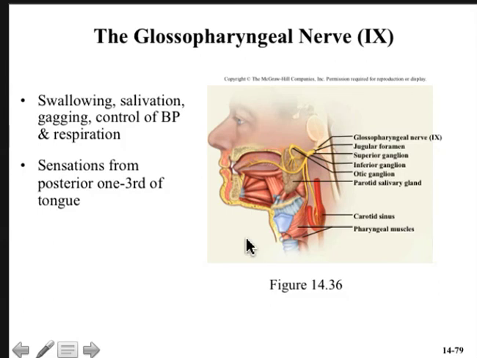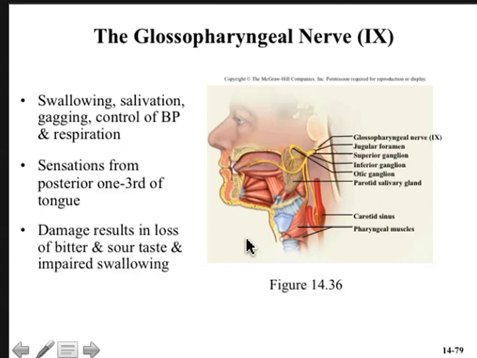Sensations to the glossopharyngeal nerve come from the posterior third of the tongue. Damage results in loss of the bitter and sour tastes and an impaired ability to swallow. So we can conclude from this information that the taste buds involved in the bitter and sour sensations are located on the posterior third of the tongue.